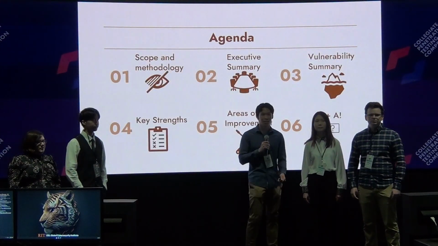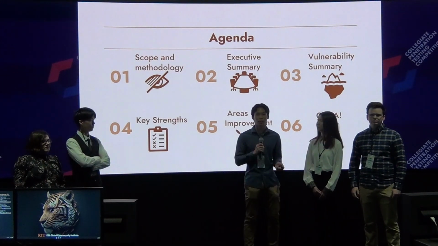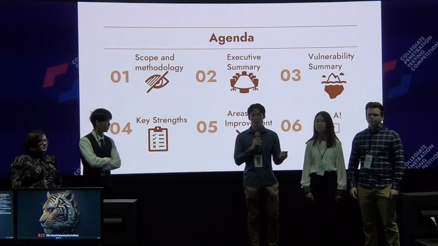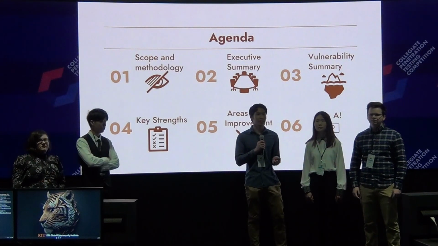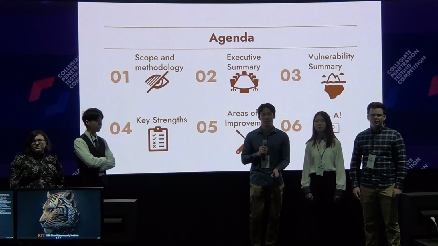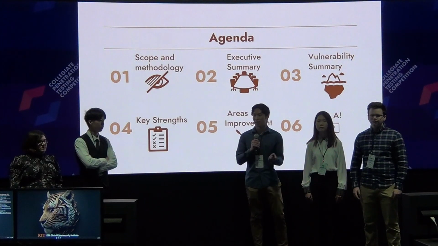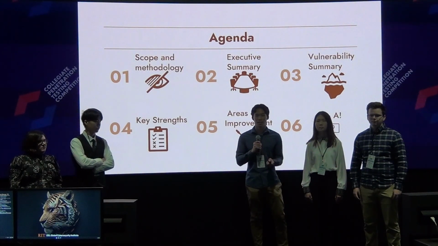to Oui Croissant. So diving into our agenda, we first have the scope and methodology that we employed for the assessment. We have the executive summary, as well as a summary of vulnerabilities we found and remediations that we suggest. At the end, we also have a list of positives, negatives, and a Q&A.